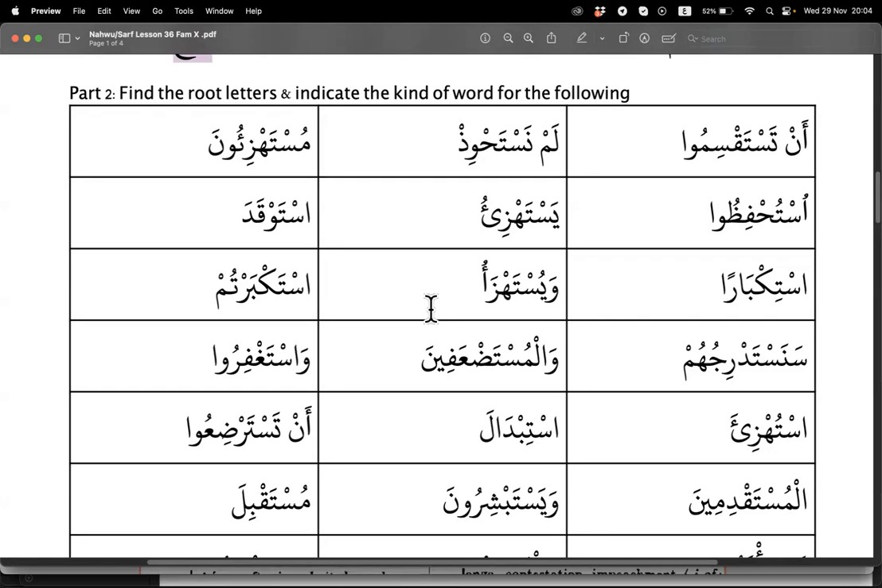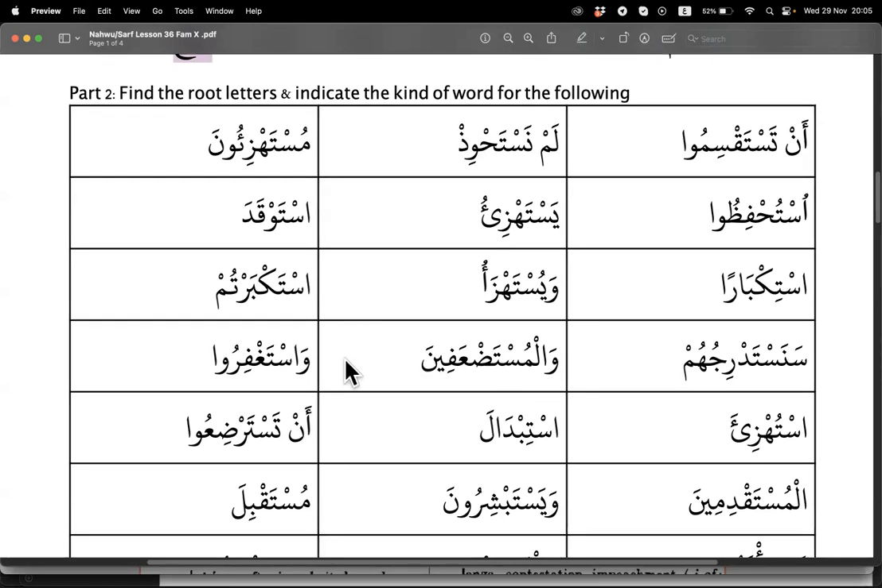Wa yustahza'u is fi'il madi mudhari' majhul. Yes. Na'ibul fa'il. Na'ibul fa'il is huwa. Yes, good. Next one. Wal mustad'afina. This one is fa'il. You sure? Is it isim fa'il or isim maf'ul? Which one?